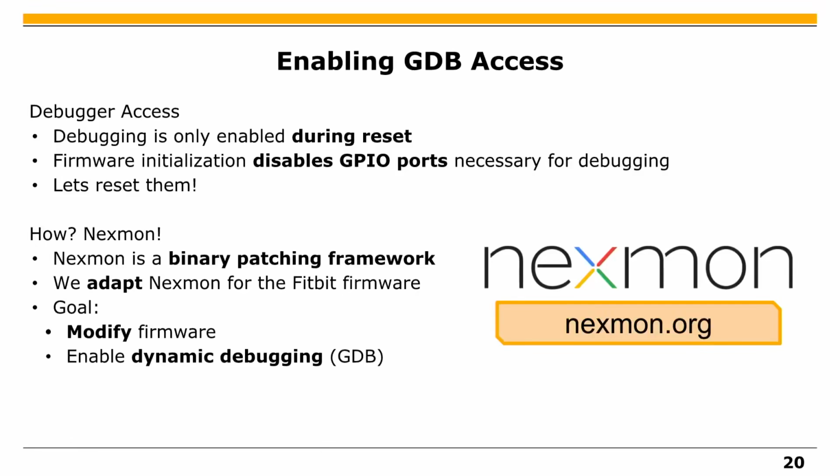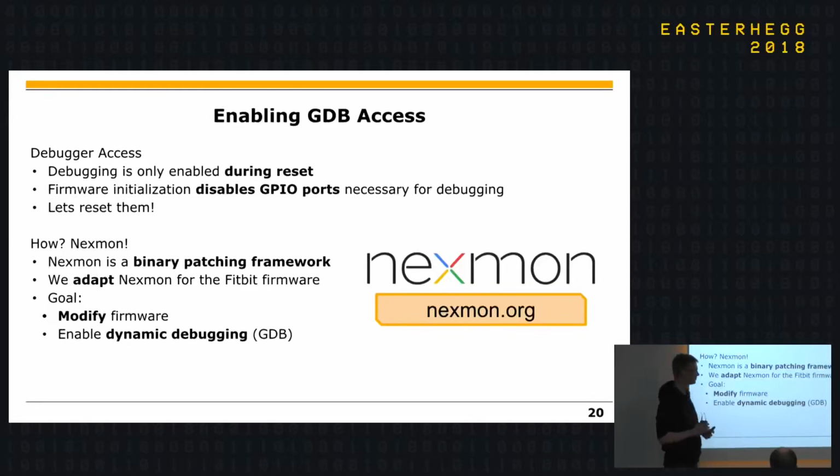And after a certain point in time during execution, the GPIO ports get reconfigured to something else. This means that your connection to your debugger gets disconnected. And so we thought about what we can do about that. From a previous project, we also have this Nextmon framework, and this allows you to binary patch arbitrary code, basically. So especially this is good for ARM code.